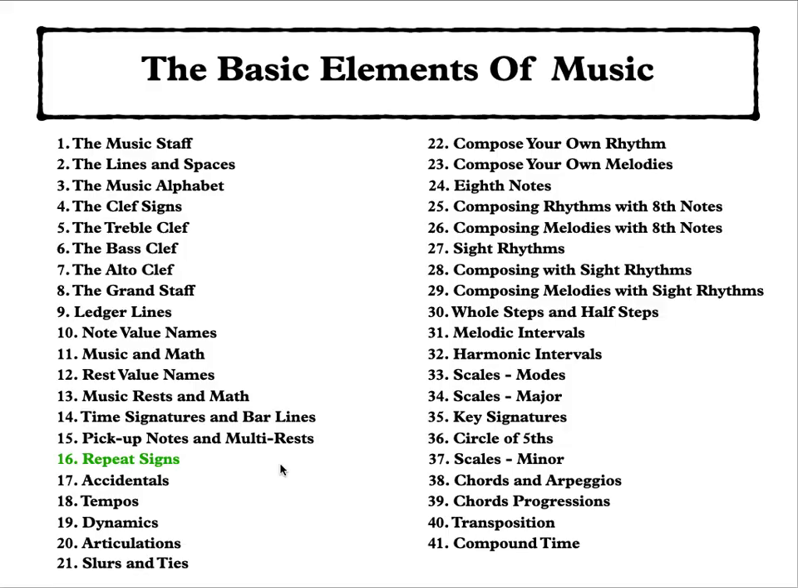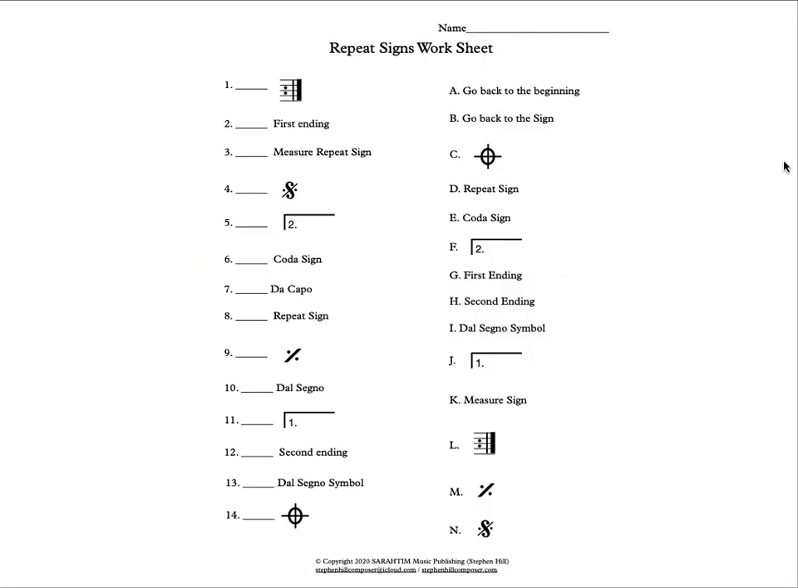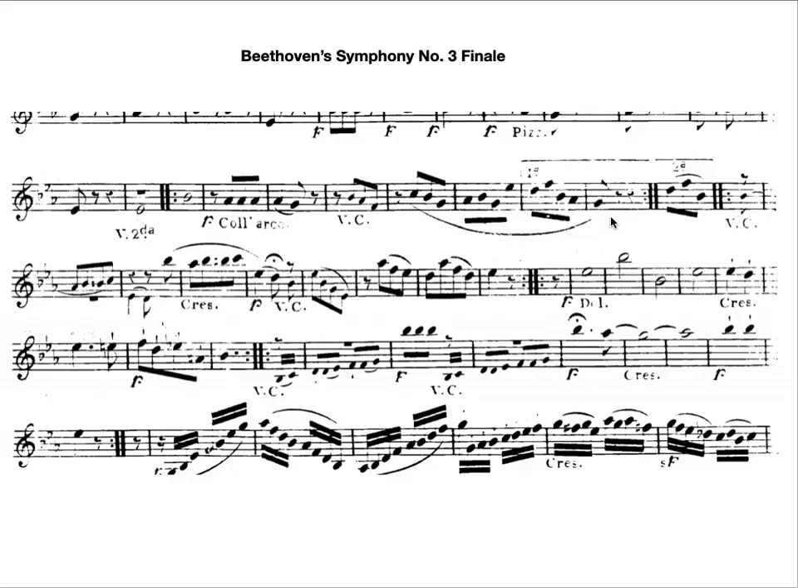We're on lesson 16 and repeat signs. This is a worksheet we'll cover at the end of the lesson. And we're going to use this excerpt from Beethoven's Third Symphony. These are the examples of repeat signs, sections he wanted played over again.